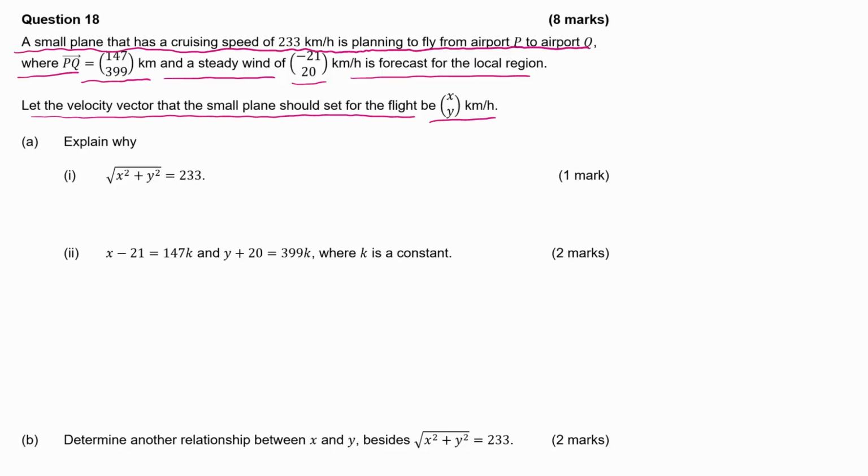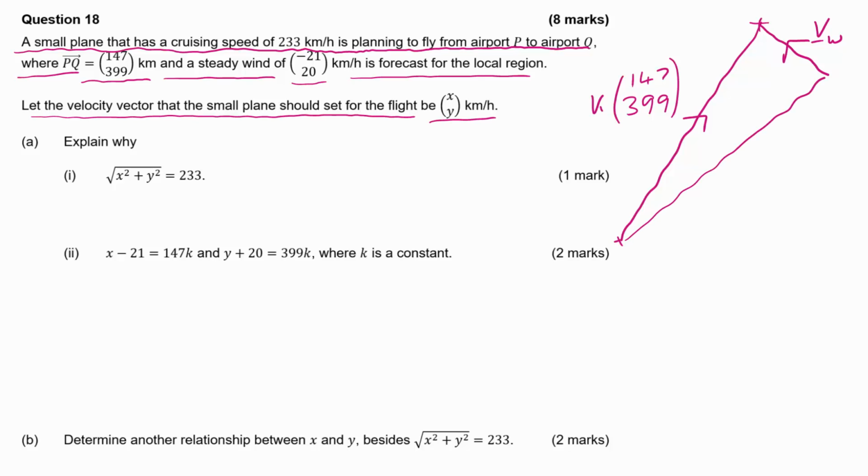So we know that it wants to head in a particular direction. So let's say that this vector here is some scalar multiple of (147, 399). It won't be the whole of (147, 399) because we're looking at what happens in an hour. There's a wind of (-21, 20). So this is the velocity of the wind. Therefore, the plane should fly in this direction. So this is (x, y).